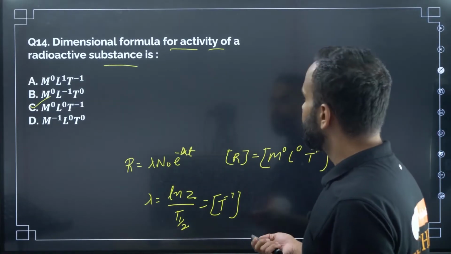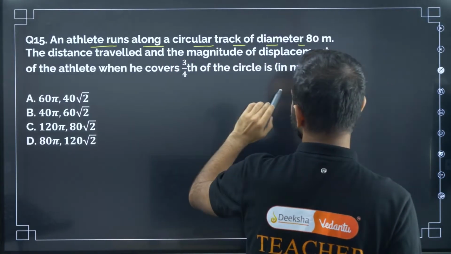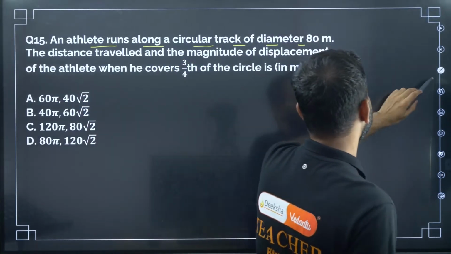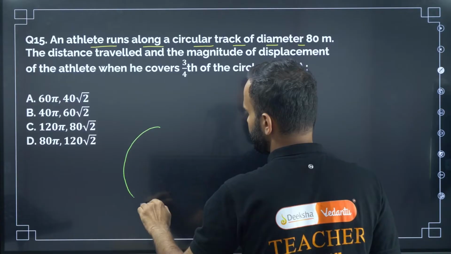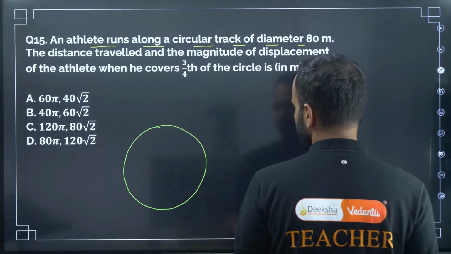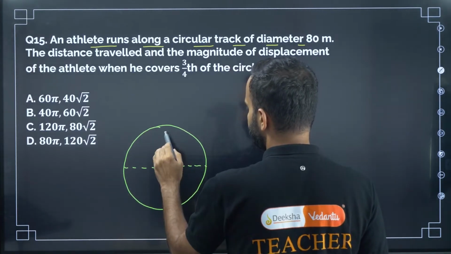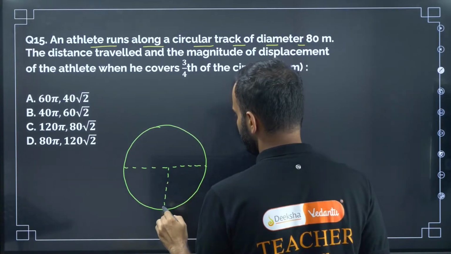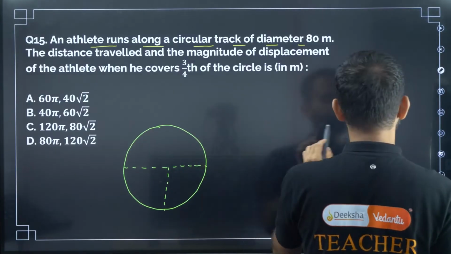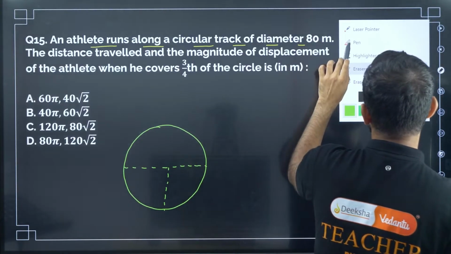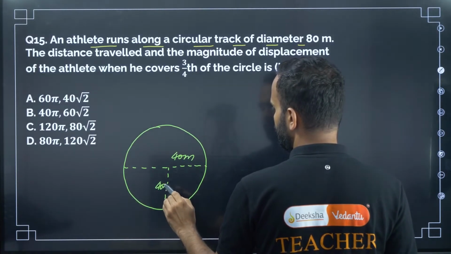Okay, yeah. Next question, question number 15. An athlete runs along a circular track of diameter 80 meter. So let us draw the diagram. This is the circle. The diameter is 80 meter, so the radius will be 40 meter, 40 meter and 40 meter.